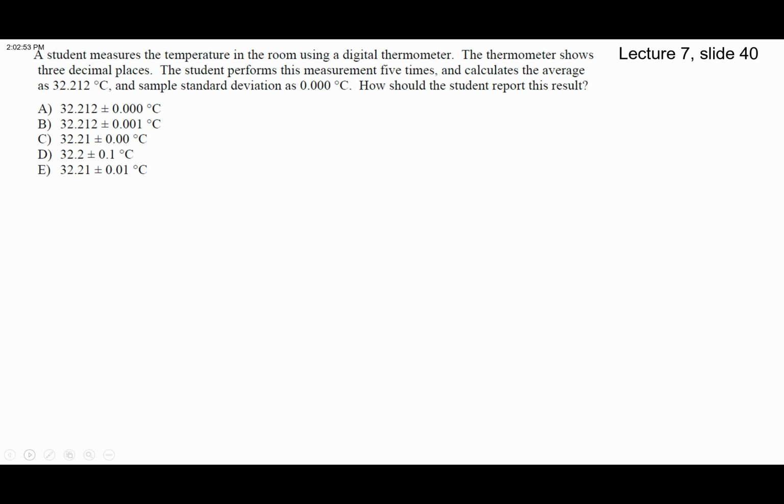Okay. Look at that, another one. Student measured temperature in the room. The thermometer shows 3 decimal places and this average. And our sample standard deviation is 0, right? Well, we already know that rule 1 and 2 really don't apply here. In reality, this is 0, this is small, we're going to have to go with the instrument error, which is going to be in that place, so it's going to be plus or minus 0.001, so 32.212 plus or minus 0.001, which will be B.